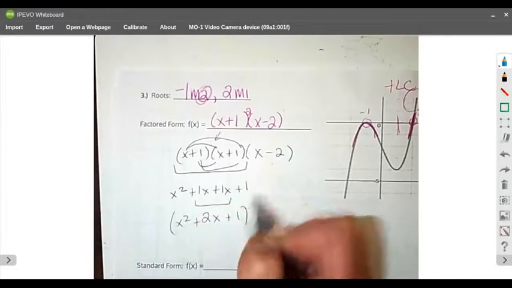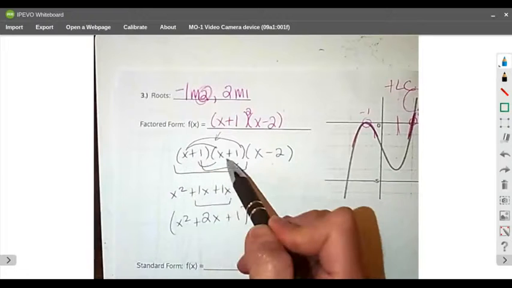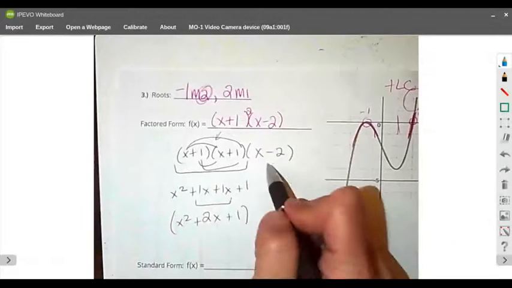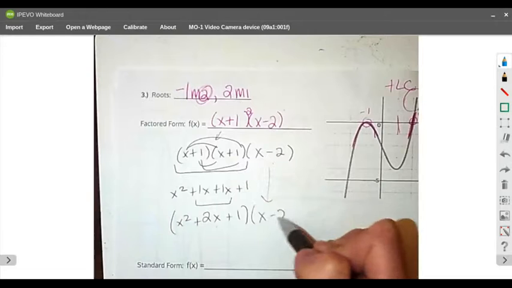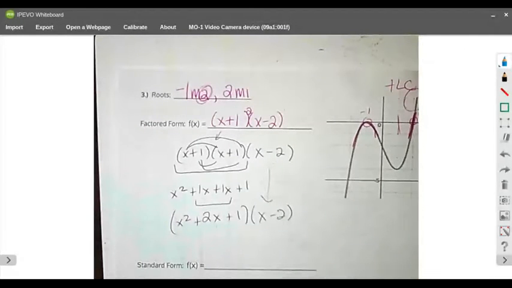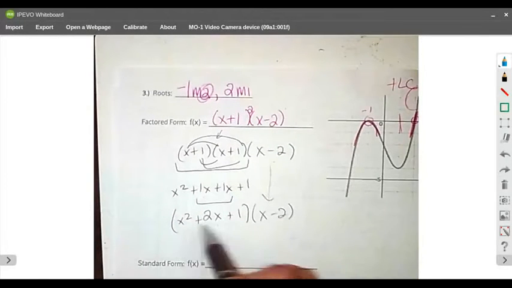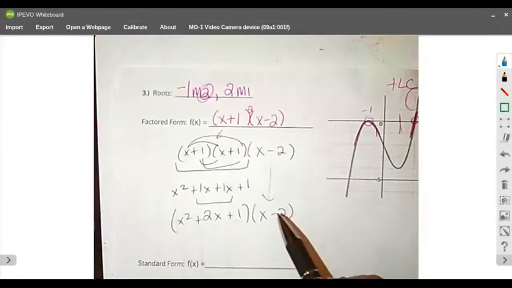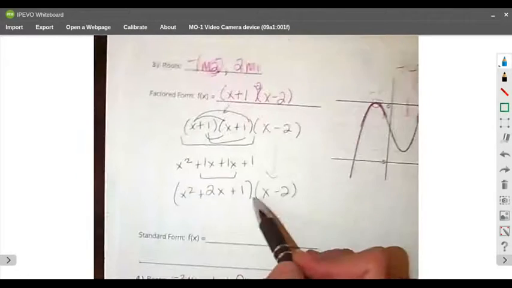Okay, so this represents x plus 1 times x plus 1. Now we need to bring this down. We still have this x minus 2 that we have to multiply by. So remember when we have 3 terms by 2 terms, we did this, I don't know, a few months ago.